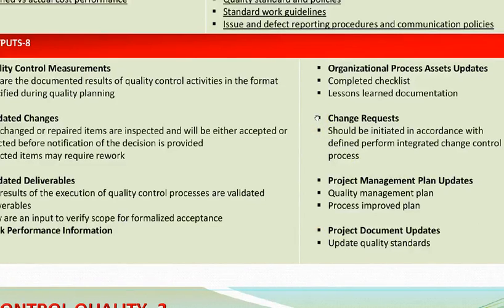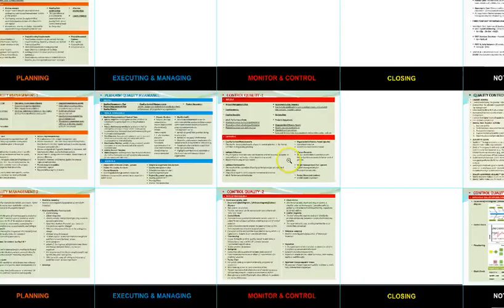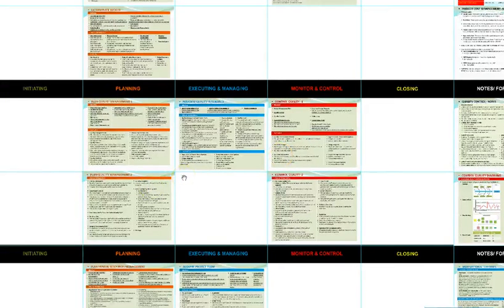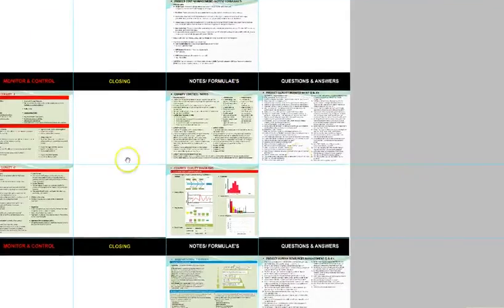So change requests should be initiated in accordance with the perform integrated change control process. Project management plan updates, where the quality management plan and process improvement plan are updated, and project document updates where you update quality standards. So that finishes these 3 processes. It looks like these 3 processes are tiny, but there's a lot going on there. And again, just these 3 processes have a lot of questions in your exam. So make sure you learn these 3 processes really well.